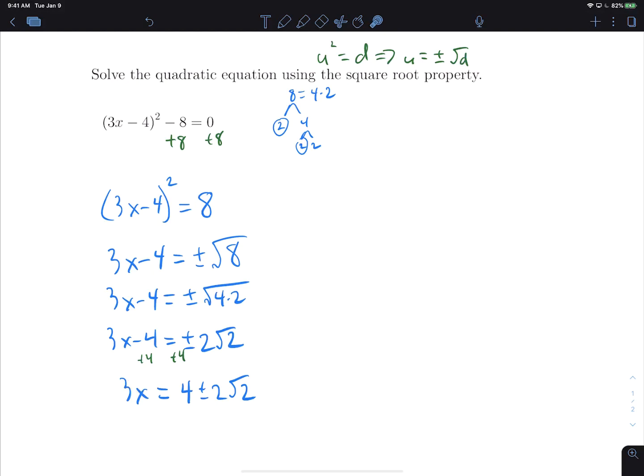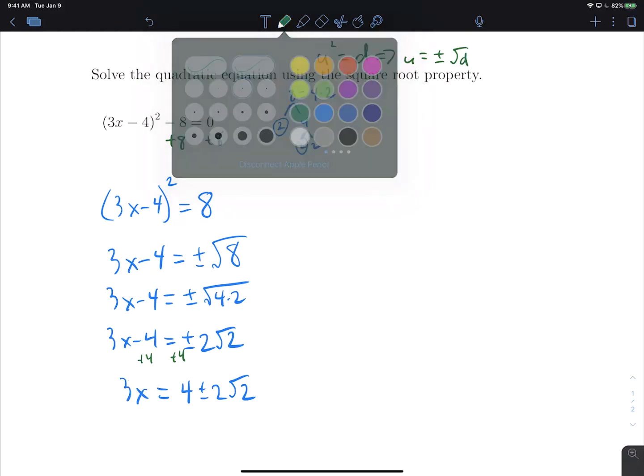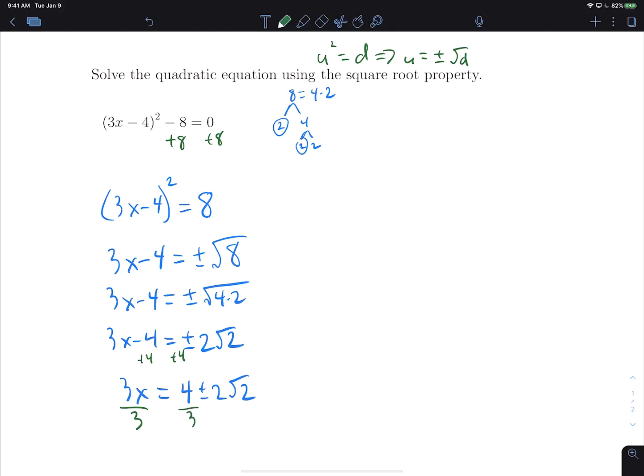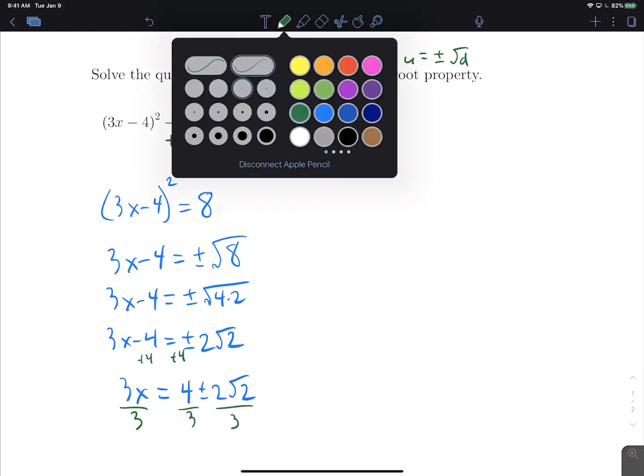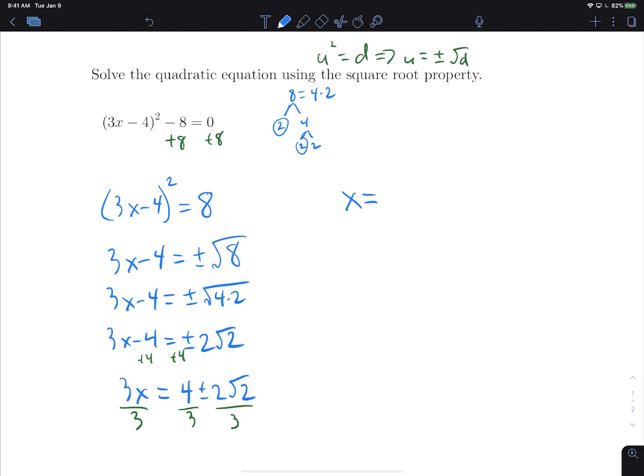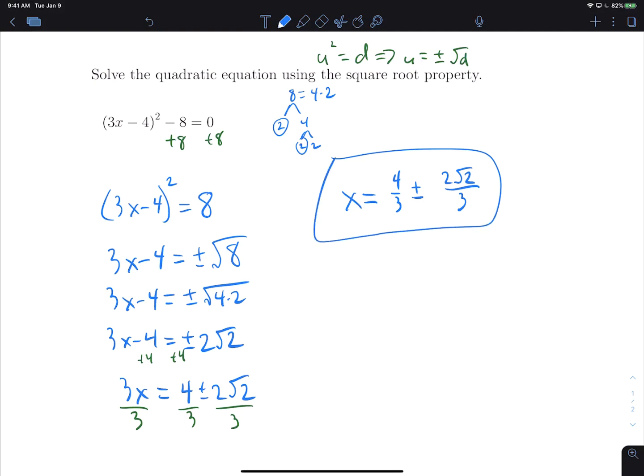So let's get the 3 over here out of the way by dividing by 3. But remember, when you do that, divide everything by 3. And that means that x is going to equal, by simplifying, 4 over 3 is just 4/3. And then we have that plus or minus there. And then the 2 root 2 over 3, this 2 and this 3 don't share any common factor. So that's going to leave us with 2 square root of 2 over 3. And that's as far as you need to go.